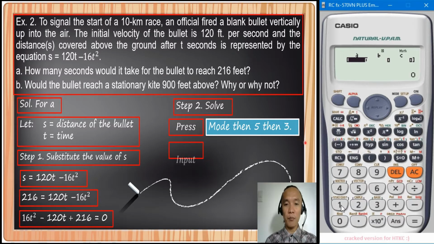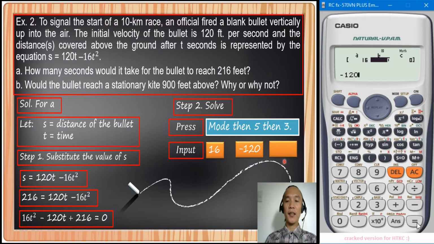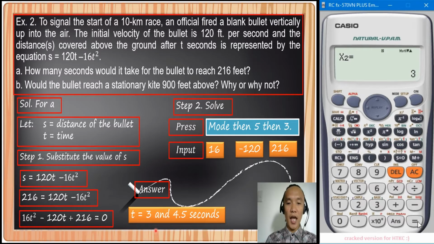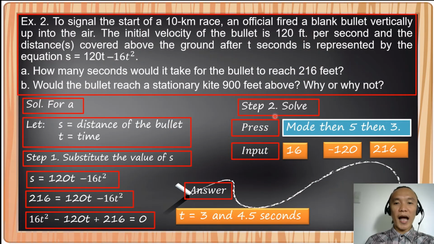After that, you input the values. So you press the number 16, then press equals, then the number negative 120, then press equals again, and put 216 and press equals, and it will give you an answer of 3 and 4.5 seconds. So that's the time the bullet would reach the height of 216 feet: at 3 and 4.5 seconds. So that is our solution for letter A.